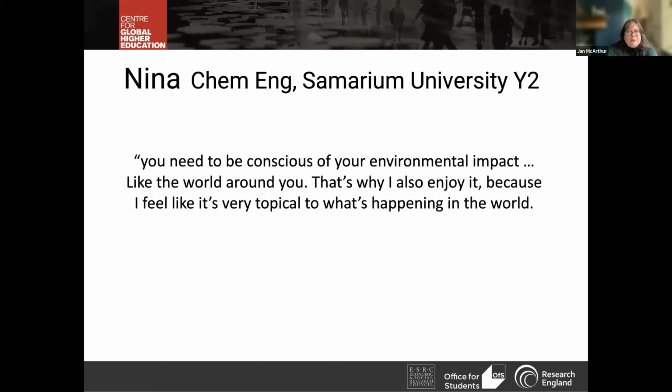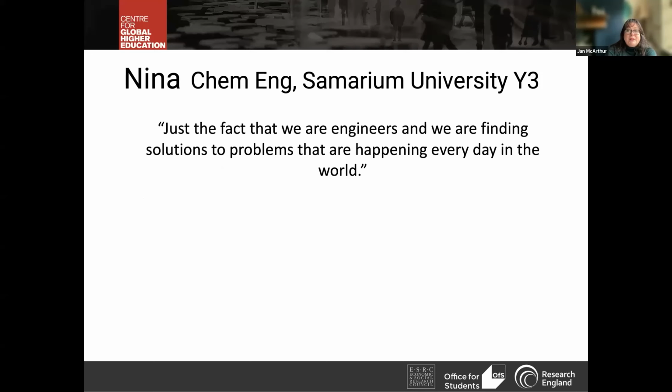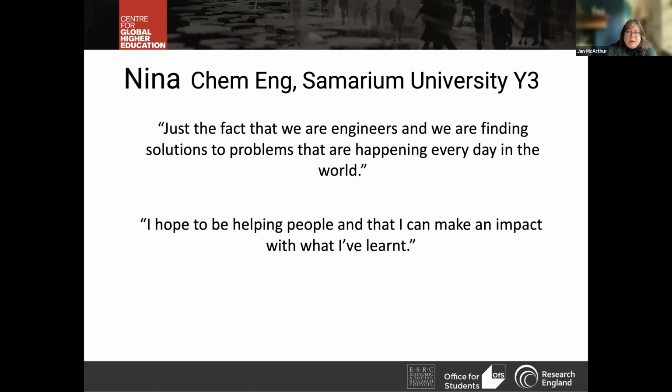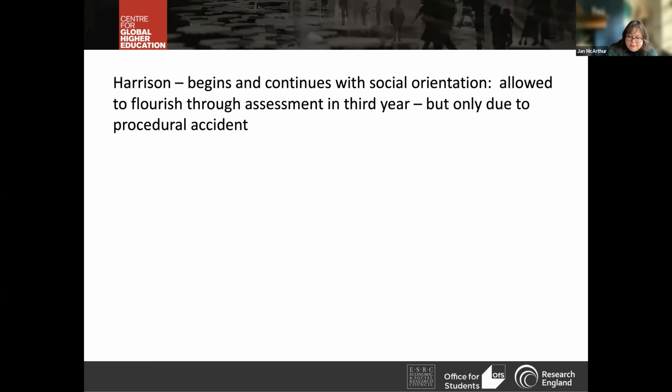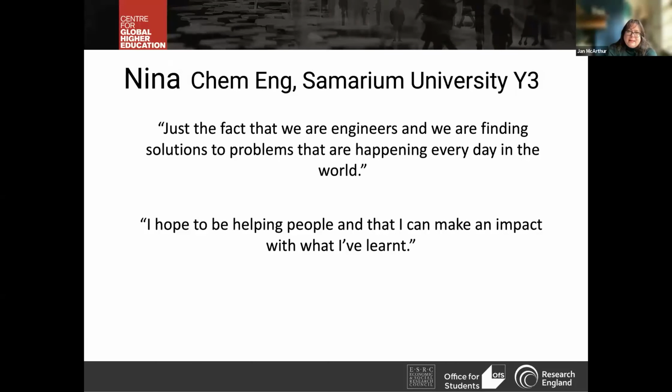And then in year 2, you need to be conscious of your environmental impact, like the world around you. That's why I also enjoy it, because I feel like it's very topical to what's happening in the world. And in year 3, just the fact that we are engineers and we are finding solutions to problems that are happening every day in the world, that's what makes her happy. And I hope to be helping people and that I can make an impact with what I've learned. So, that was Nina.